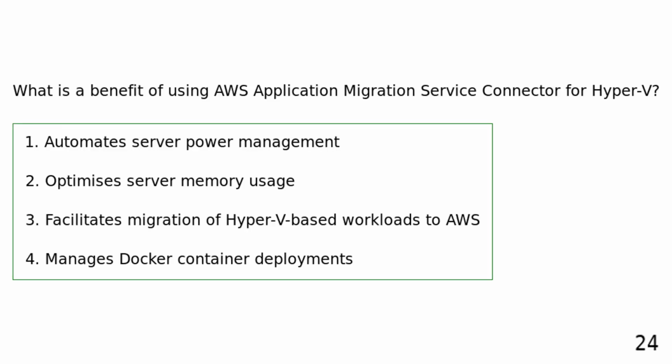What is a benefit of using AWS Application Migration Service Connector for Hyper-V? Automates server power management. Optimizes server memory usage. Facilitates migration of Hyper-V-based workloads to AWS. Manages Docker container deployments.